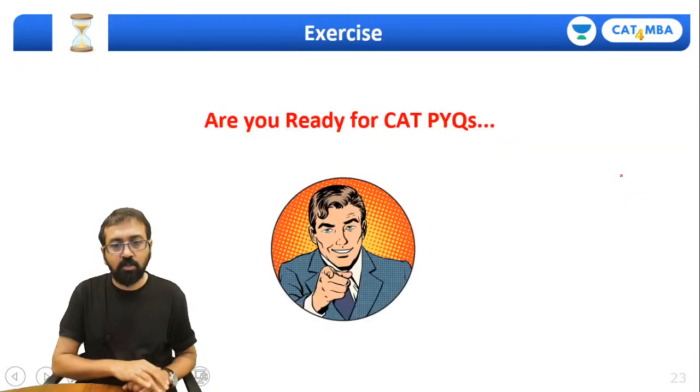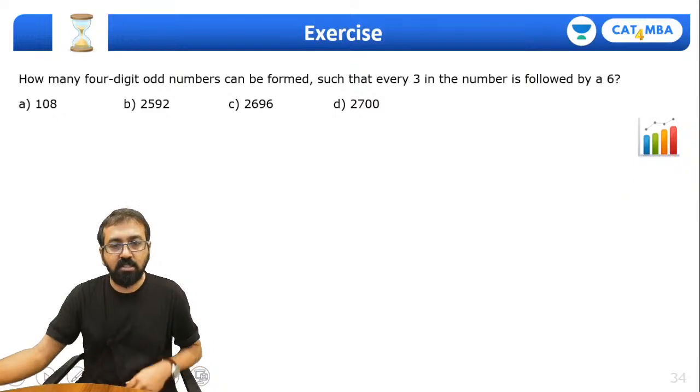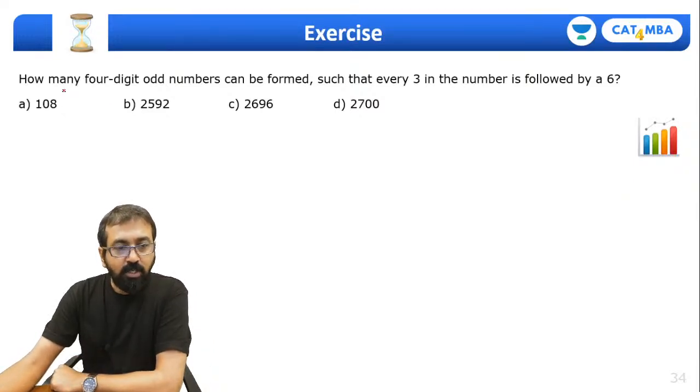Great. So let's go to the next one. Now the CAT questions. Try for this one. How many 4-digit odd numbers? Quickly solve and type the answer in the chat box.